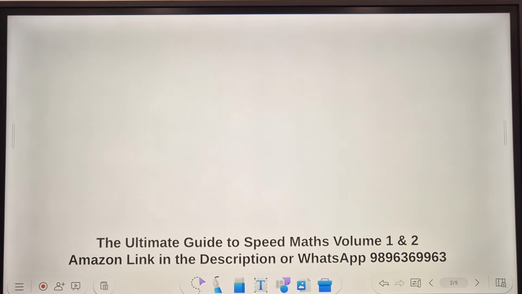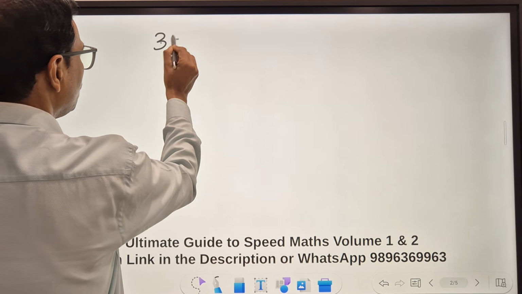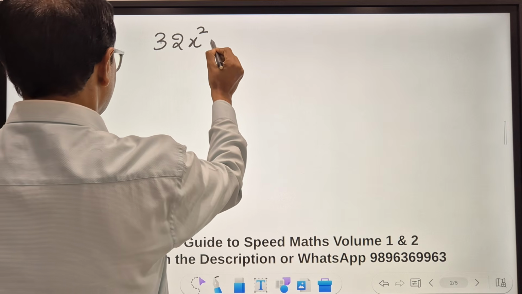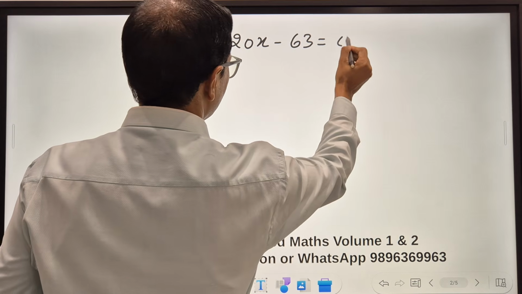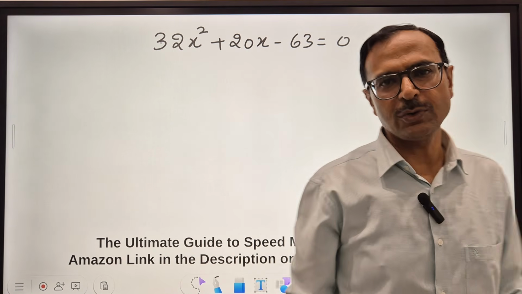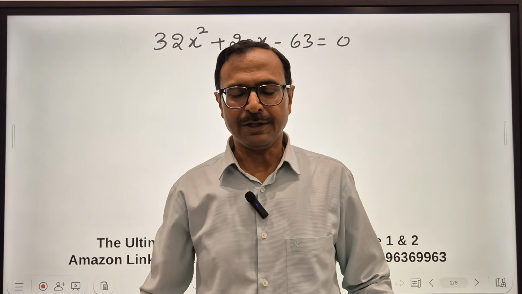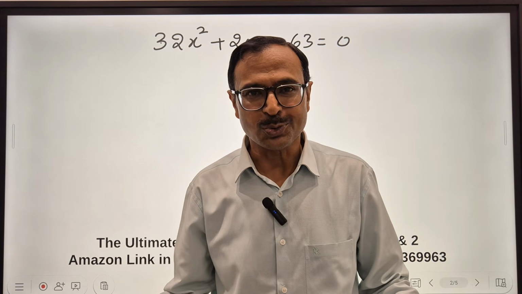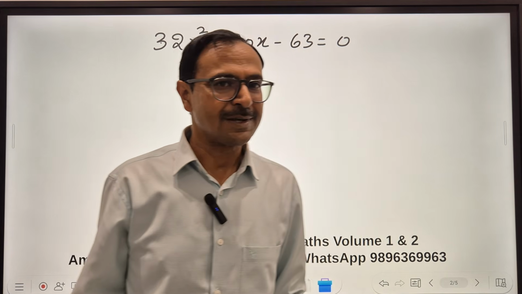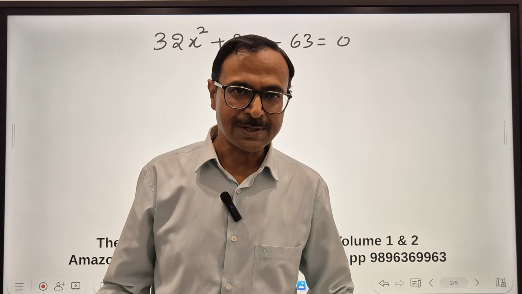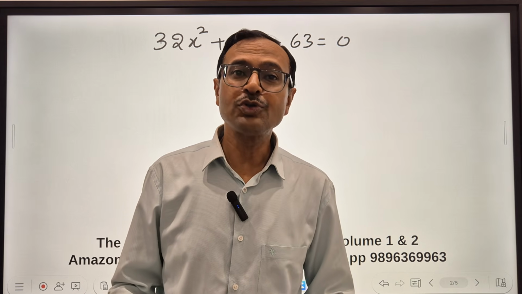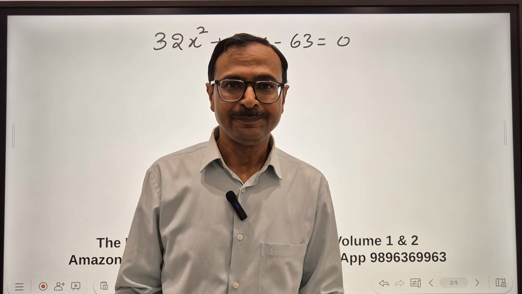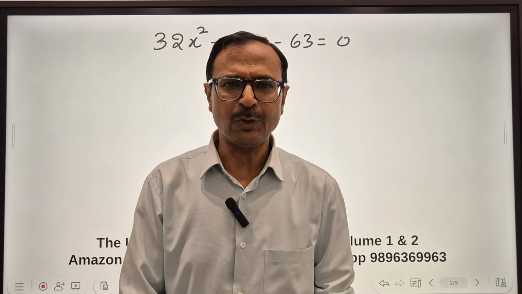So let's take the first example where I have a quadratic equation like 32x square, look at the coefficients, plus 20x and minus 63 equal to 0. And these big coefficients are going to scare anybody, including me, right? It used to, because nobody told me the smart tricks. They only told me the traditional approaches, and I spent lots and lots of time cracking the middle term itself or using the discriminant method, the quadratic formula. So what is the way out?